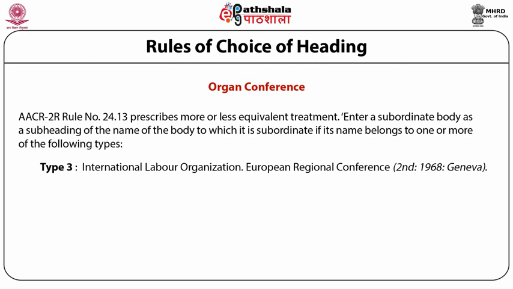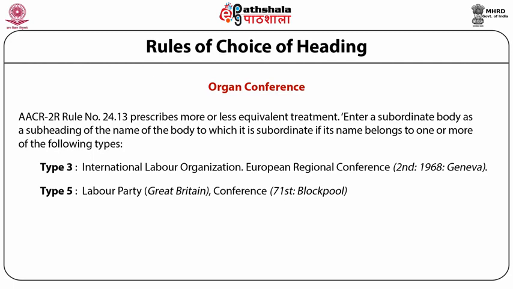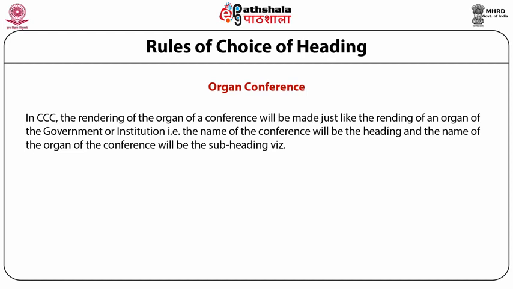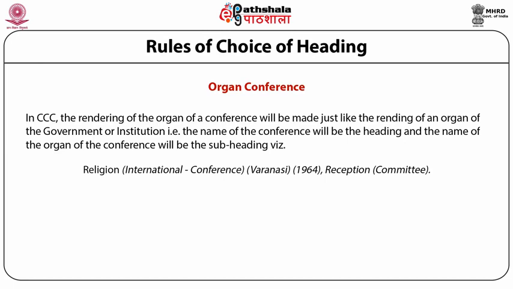Type 3: International Labour Organization, European Regional Conference (2nd, 1968, Geneva). Type 5: Labour Party (Great Britain), conference (71st, Blackpool). In CCC, the rendering of the organ of a conference will be made just like the rendering of an organ of the government or institution. That is, the name of the conference will be the heading and the name of the organ of the conference will be the subheading. For example, Religion International Conference, Varanasi 1964, Reception Committee.